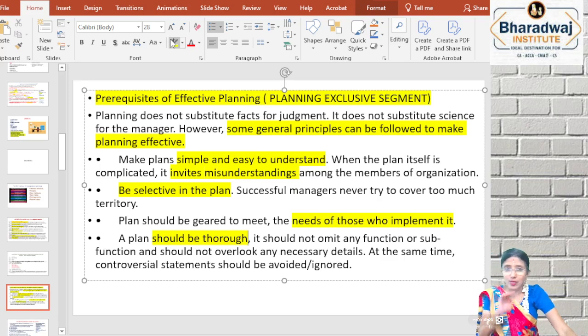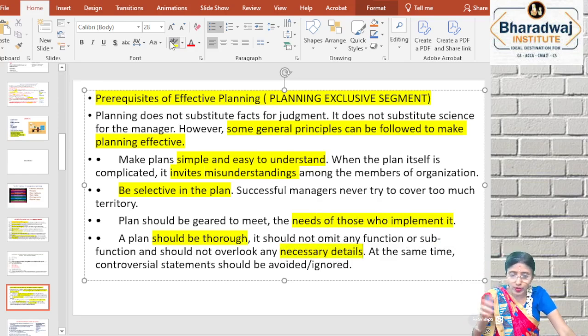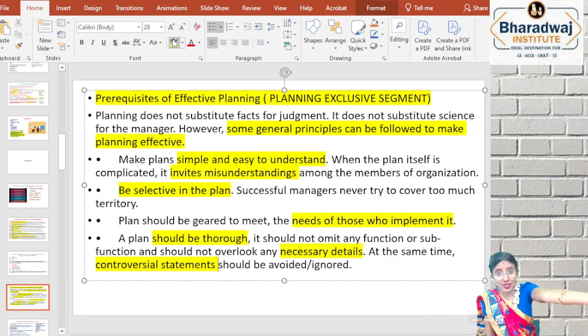Sometimes they will give some plan without any budget outlay, without time frame, which means they are not clear on that. You should give a time frame, give the budget outlay. What are the people involved? Give every requirement. Don't omit any function or sub function. Don't overlook necessary details. Very important. At the same time, don't make planning a controversial one, because if you give radical, sweeping statements, then the plan will never start. Plan has the next phase: it has to be implemented. If you're going to be in this controversy itself, when will you implement?